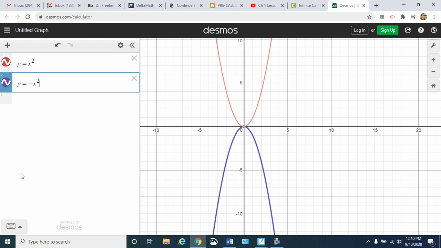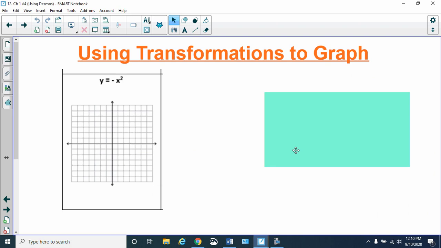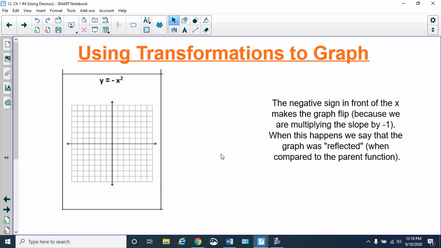And this makes sense. Whatever's in front of the x squared affects the pattern. So instead of our parent function going over 1, up 1, we're going over 1, down 1, over 2, down 4. The negative affects our pattern by multiplying it by a negative 1. All right, if you want to go ahead and pause and write that down, you can.